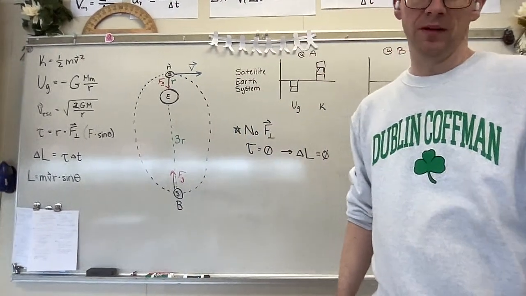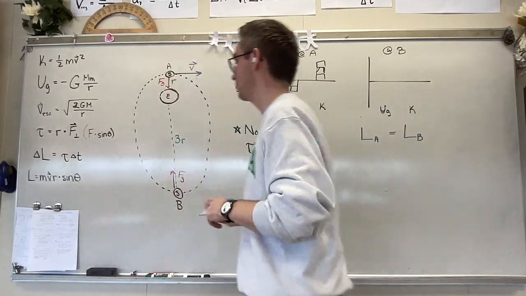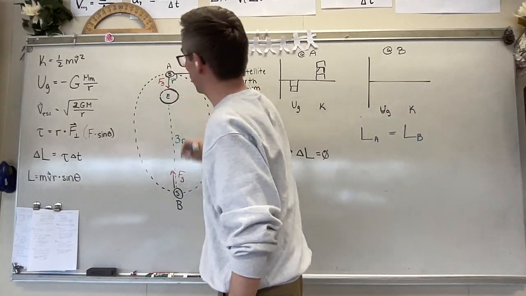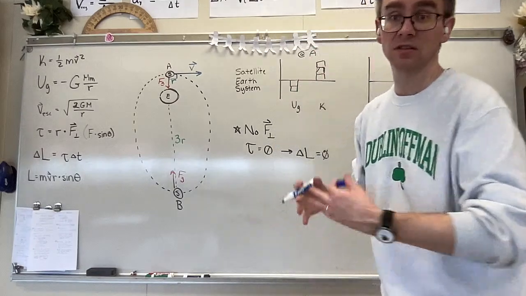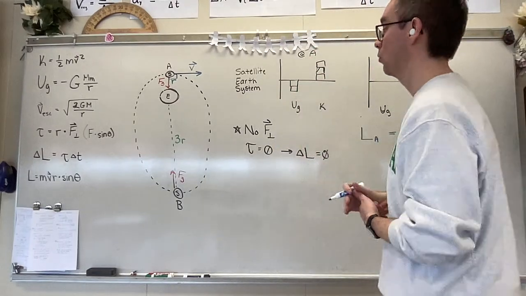All right, a little bit off the screen. There we go. We have our mrv sine theta, which means, in each one of these cases right here, that theta is going to be 90 degrees. So the sine theta is going to be 1.